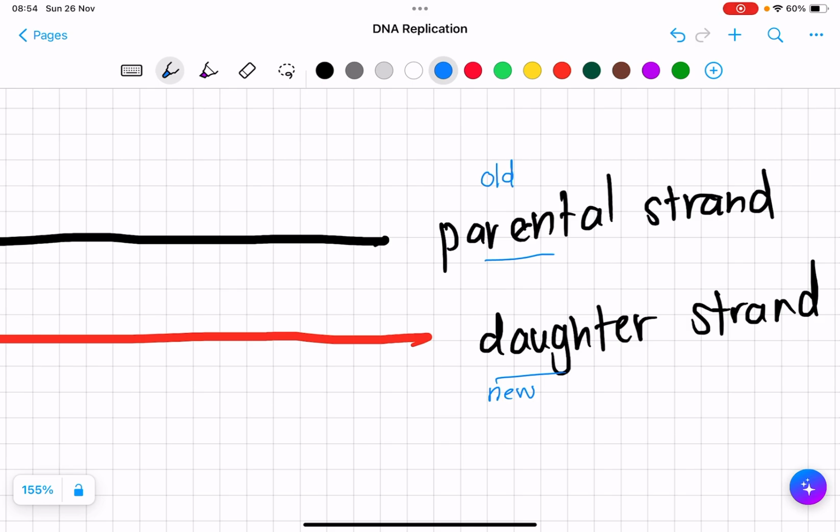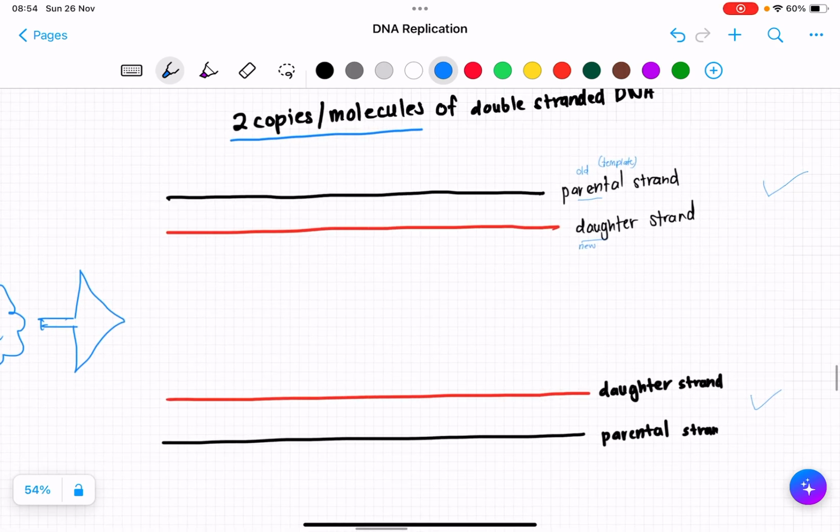Jadi parental strand tu kenapa dia ada kat situ? Sebab dia adalah template. It acts as a template. Template tu maksudnya dia perlu ada sebab kita kena salin daripada parent. Parent tu tempat disalin. Jadi kalau tak ada tempat salin, tak boleh hasilkan strand yang baru. So if you look carefully, DNA replication menghasilkan two molecules of double stranded DNA.